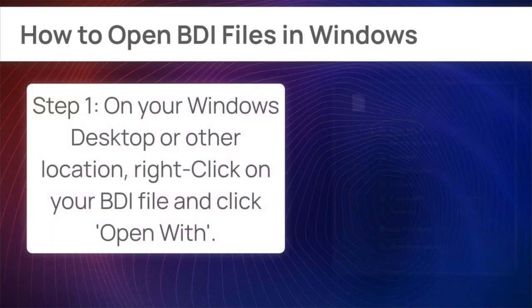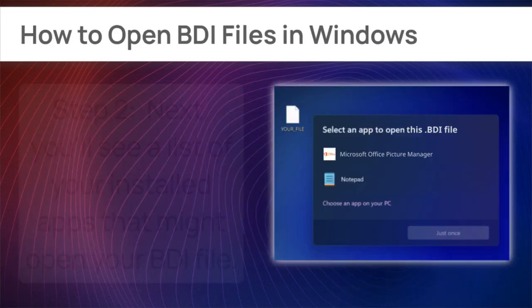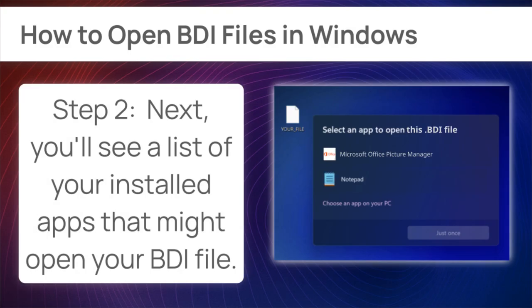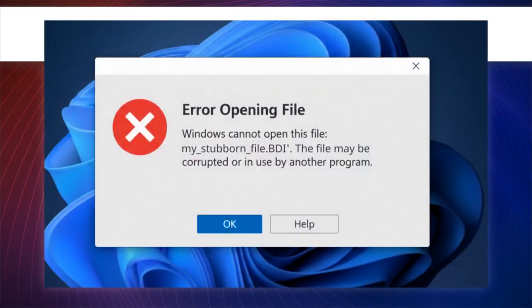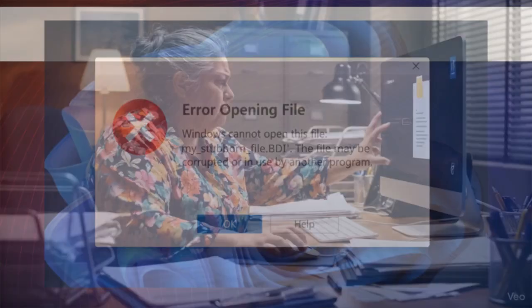To resolve the application failure, right-click your BDI file and choose Open With. Check for Microsoft Office Picture Manager and test it first. If it's missing, select another program from the list. We need a successful file association. If the BDI file is still giving you trouble, relax. The solution is often simpler than you think.